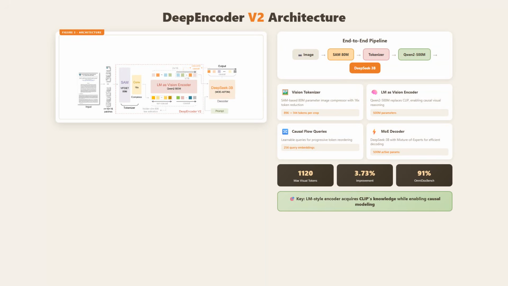The final component is DeepSeek's 3 billion parameter decoder with mixture of experts. Only 500 million parameters are active during inference, making it surprisingly efficient. The entire pipeline is designed to process documents the way humans do, with semantic understanding driving the ordering of information.